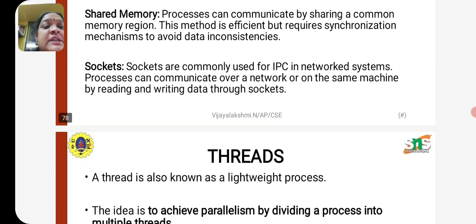And the last method is sockets. Sockets are normally used in network systems. Processes can communicate over a network or on the same machine by reading and writing data through sockets.